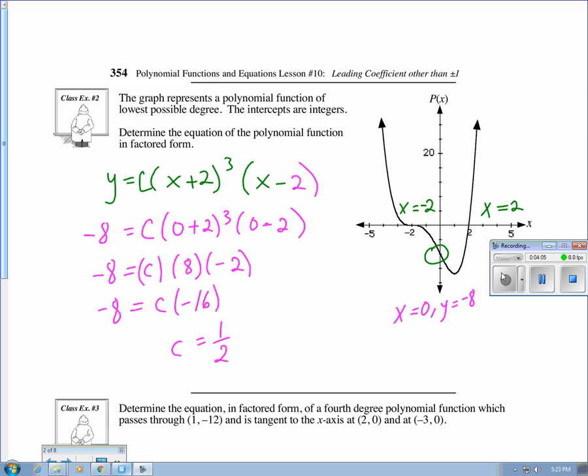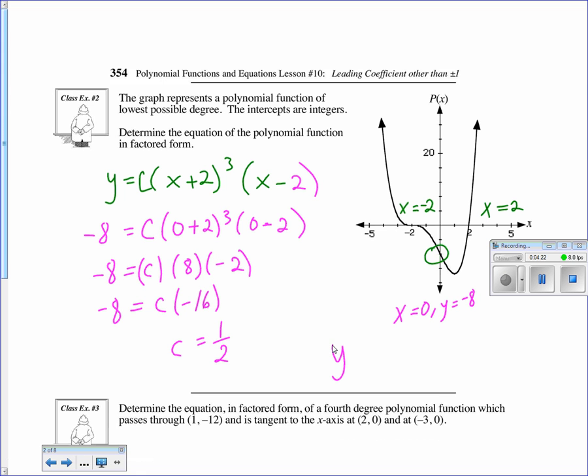Caught my error there on my 2. That should have been x minus 2. So 0 minus 2 is -2. The -2 hits the 8 and makes it -16. I solve for c. c is a half. And I get to say that this statement is y equals a half times x plus 2 cubed times x minus 2. Now the nice thing is you can actually check that on your calculator.